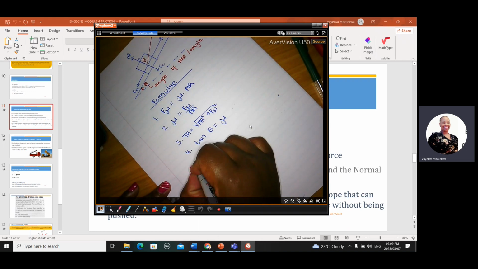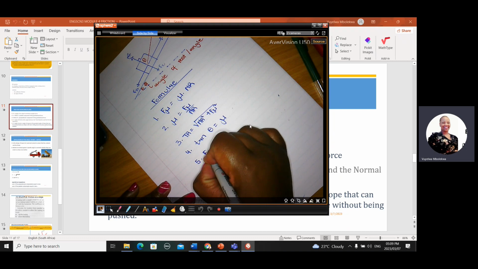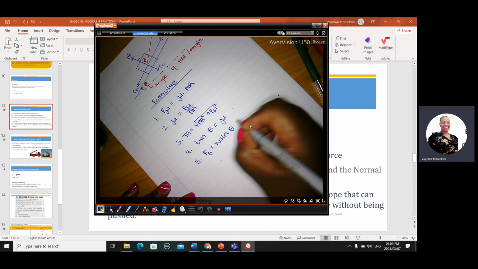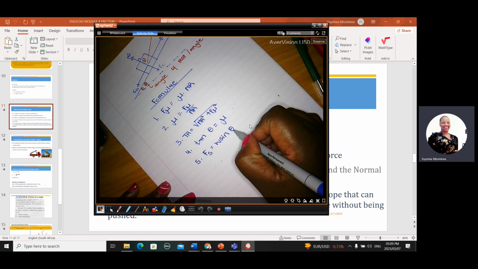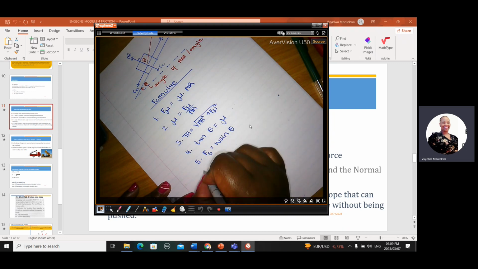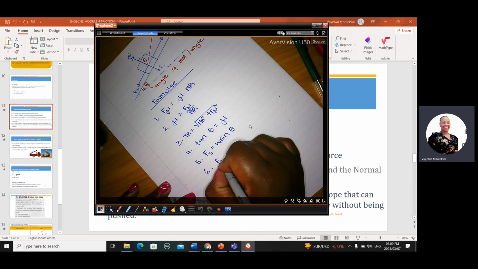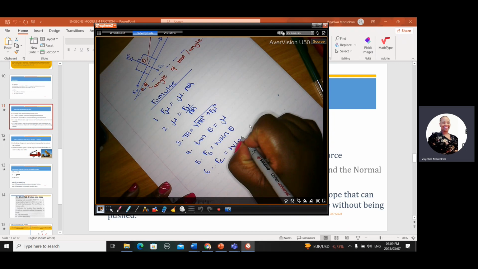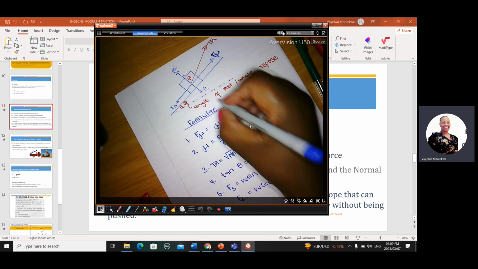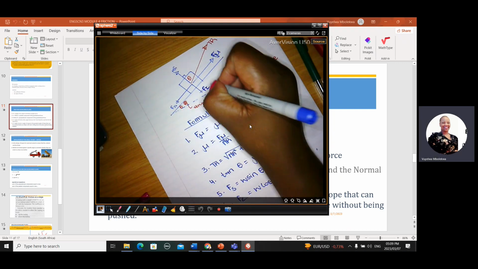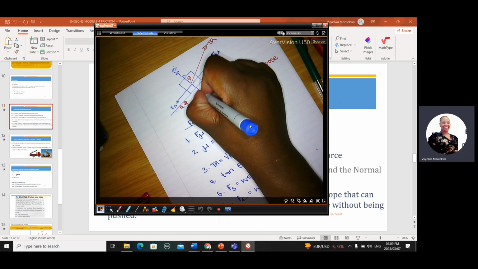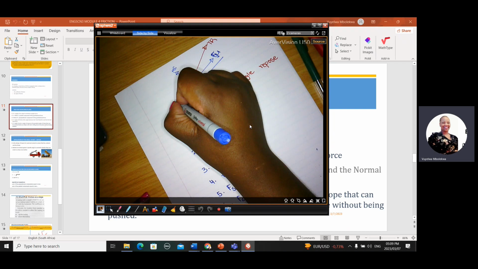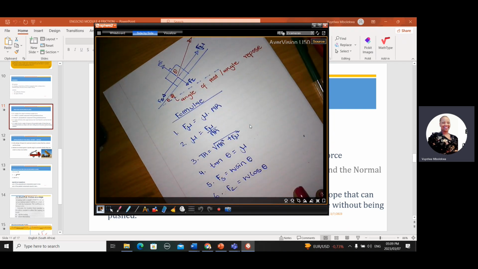Then we can add here Fs. Fs equals W sin theta. Now this is the angle of the slope. It's not the same as that angle. And then we can say Fc, which is that one, equals W cos theta. So Fc is the perpendicular component of the gravitational force, and Fs is the parallel component of the gravitational force.